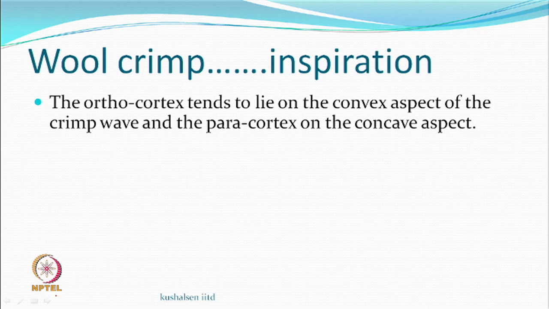This you may have studied in your undergraduate, that in the structure the main part, which is called the cortex, has two types of corticular cells, one called the orthocortex and the other called the paracortex. And there is a crimp, and if you look at the crimp, the orthocortex is found on the convex part of the crimp, and the paracortex is found in the concave part of the crimp, wherever the crimp is. Every time somebody wants to know why this happens, this is what was found.